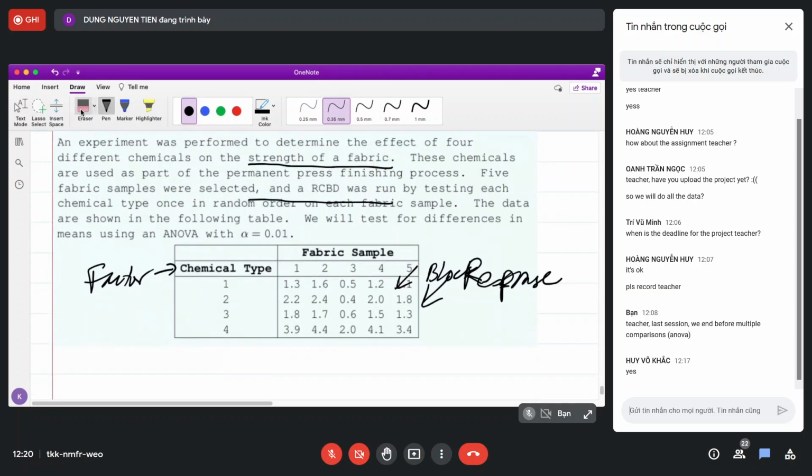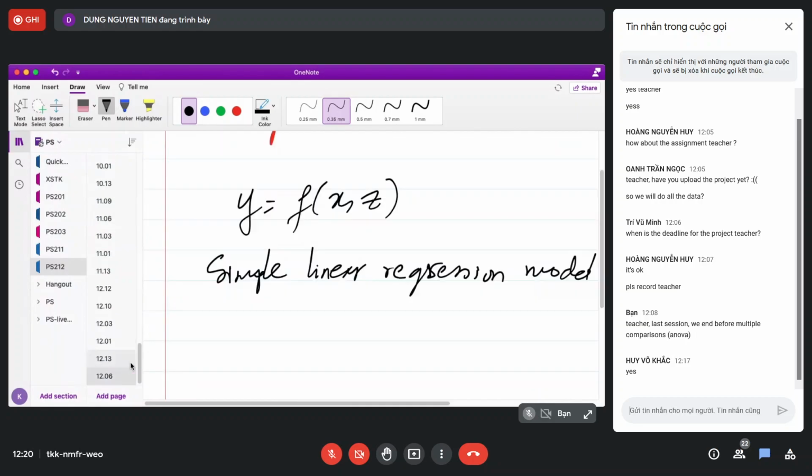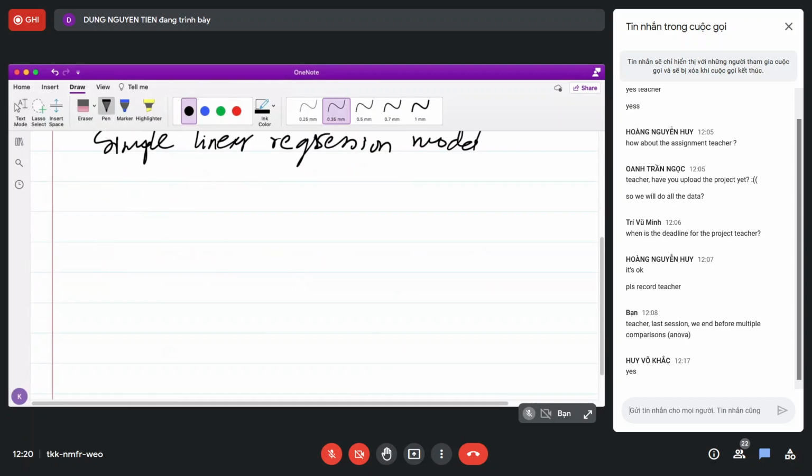So you need to consider a design with two factors. That's the point. All right, so I think that is what you need to study in the chapter of ANOVA. And now I will move a little bit to the next chapter, linear regression model. Is that clear, everybody?